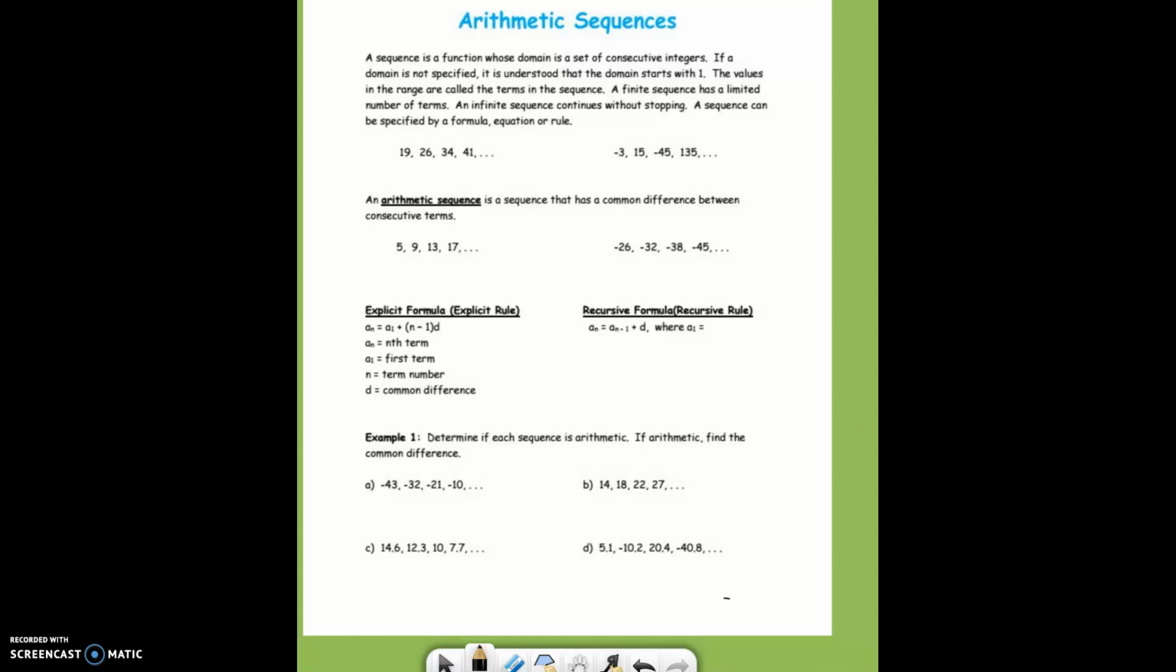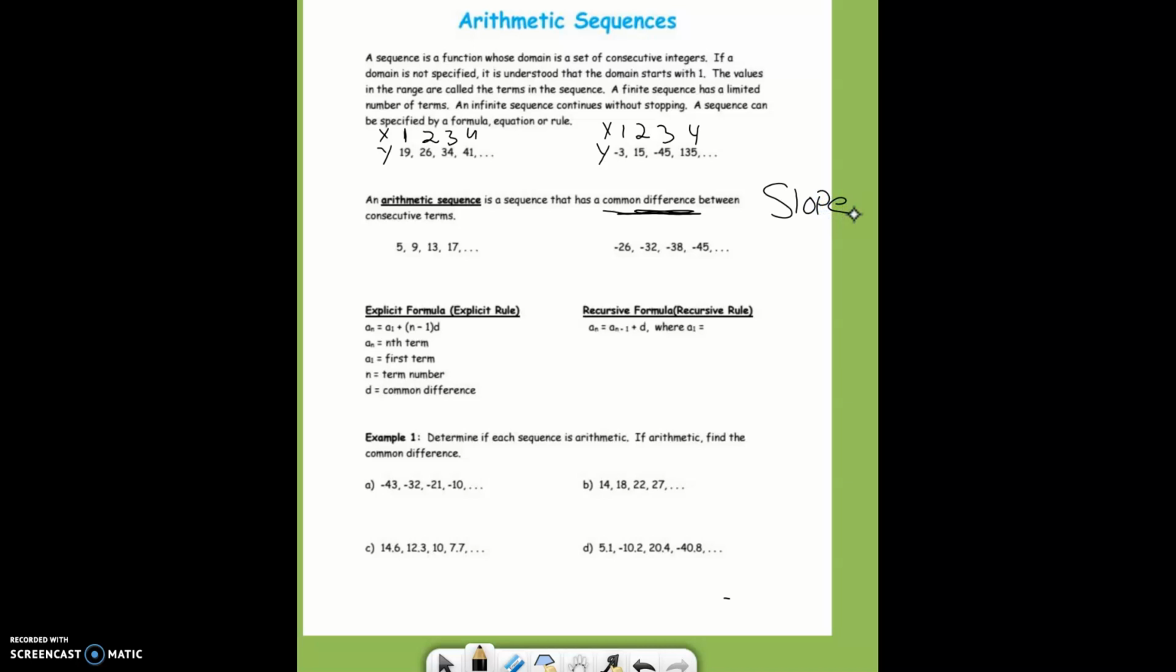But the domain, so this would be my first term, right? So these are my x values, and these are my y values, okay? And we've already talked about, so this would be my second one, my third one, and my fourth one, and so on here. This is my x value, 1, 2, 3, 4. These are my y values, okay? So what we're looking for is a common difference. And it's very similar to the slope.